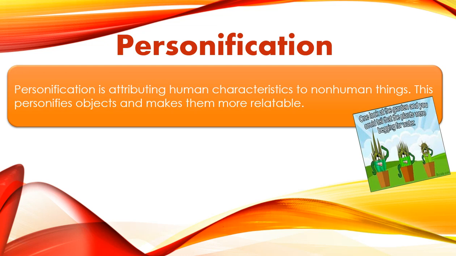Like here in this comic, one look at the garden and you could tell that the plants were begging for water. So they are so thirsty, very hot. Of course, the plants cannot talk, cannot beg, but he used personification to give the plants a human characteristic, turning them into human beings.